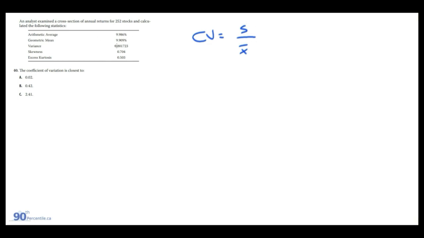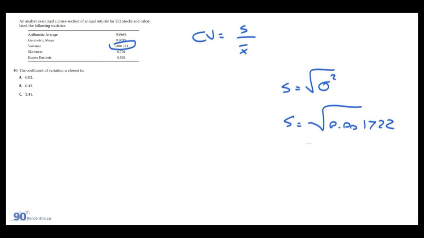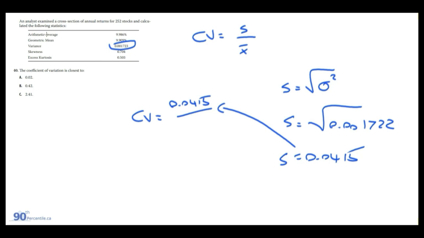So we don't technically have it in the graph, but we can find it, right? So standard deviation is equal to the square root of the variance. And the variance is right here. So we can take the square root of 0.001723, and we get 0.0415. So this is the S in this equation here. So to solve, 0.0415 over the mean, which is the arithmetic average here. We're not using the geometric mean for this formula, it's the arithmetic average. So 0.09986.